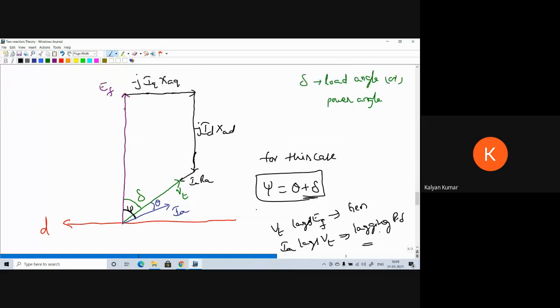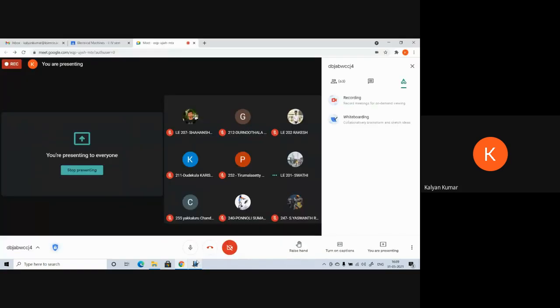So this is the phasor diagram as per two reaction theory. Okay. Next class we will see the analysis of this phasor diagram.